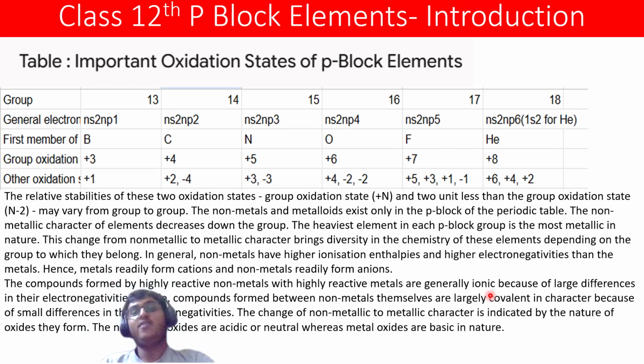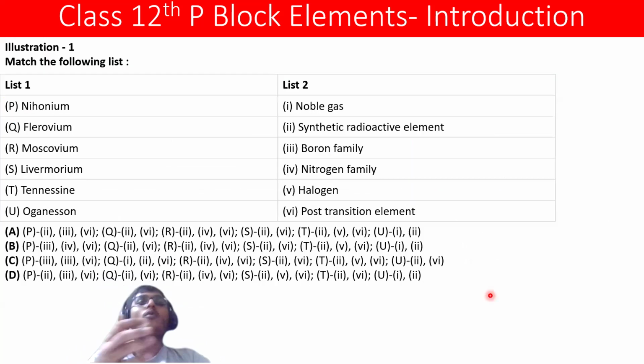So you have to remember which oxides are acidic, or what type of non-metal oxides there are. Non-metal oxides are acidic in nature or neutral in nature. Metal oxides are always basic in nature. There's no exception, my dear. There's no exception. So this is the question.